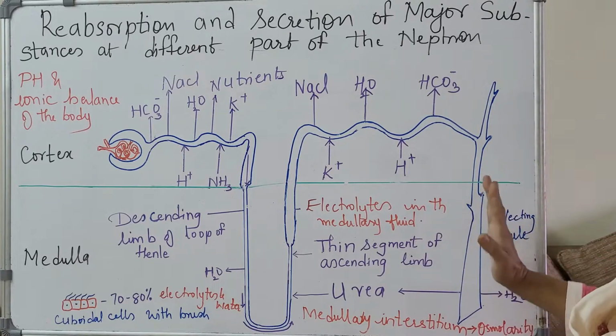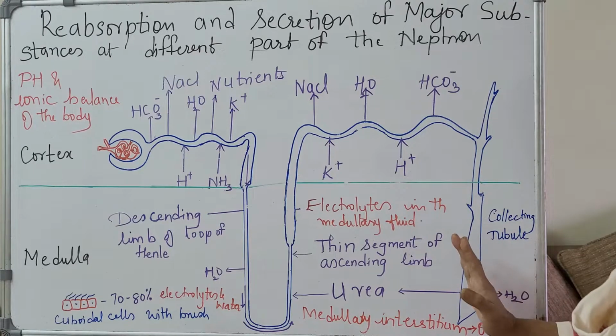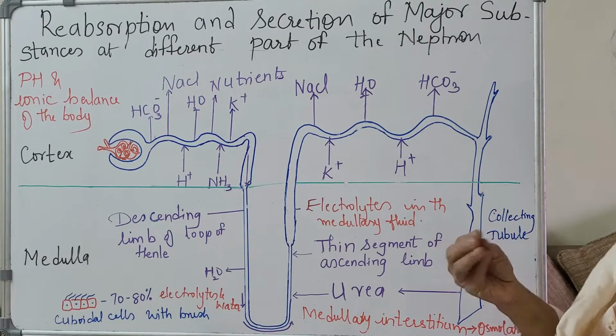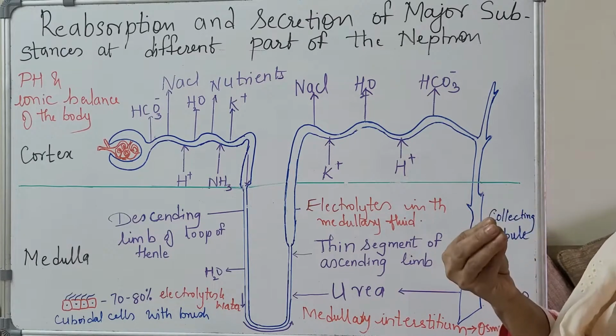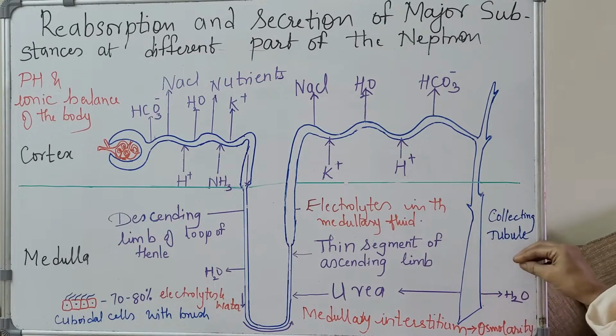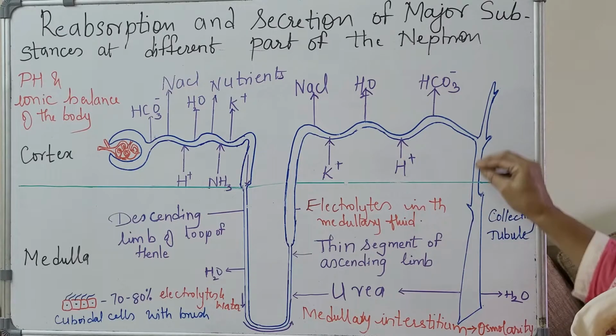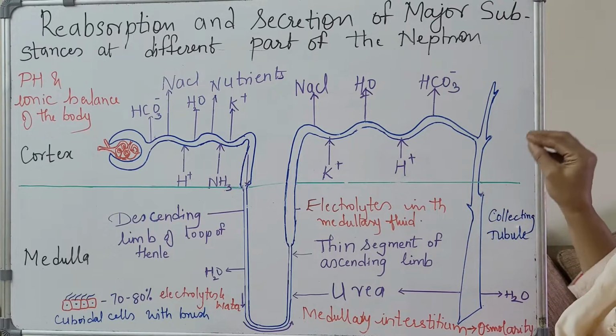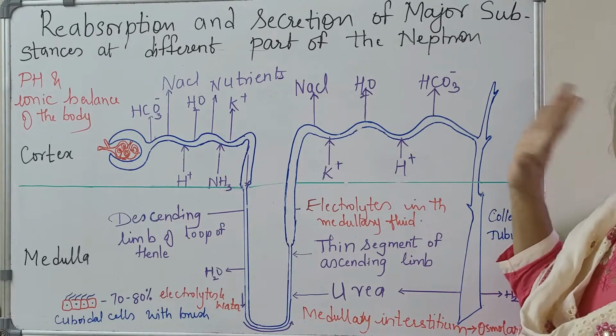Now, if there is a lot of water, then more water will be absorbed. If you did not drink much water, then less water will be absorbed. And this collecting tubule will send it to the ureter for excretion.